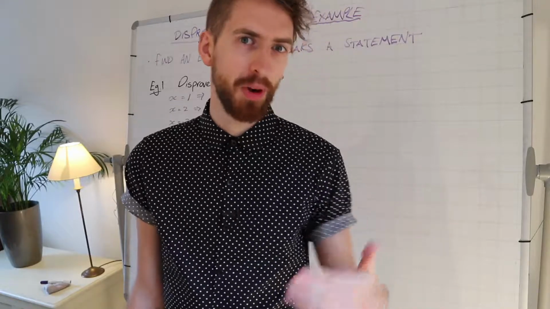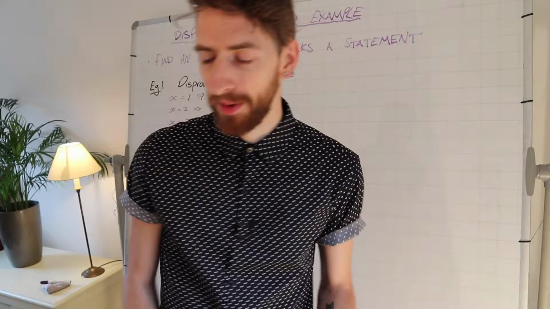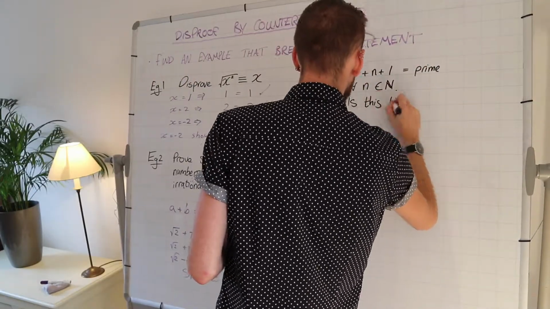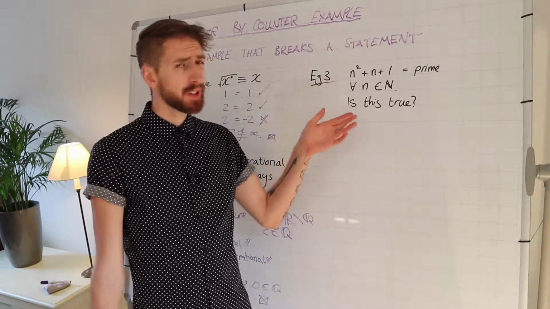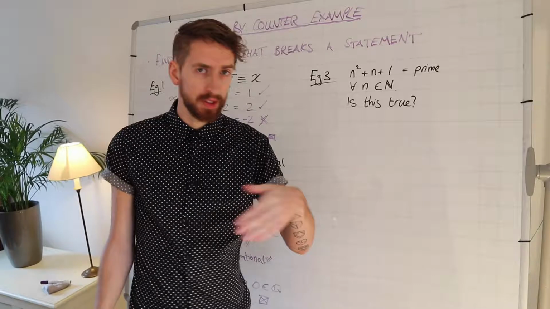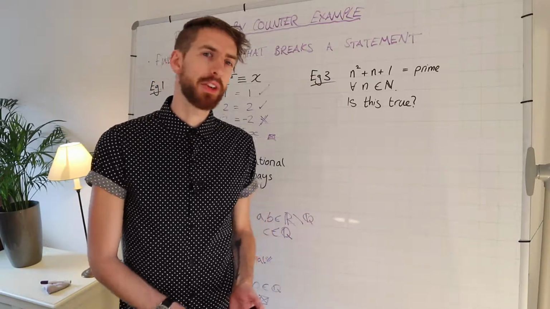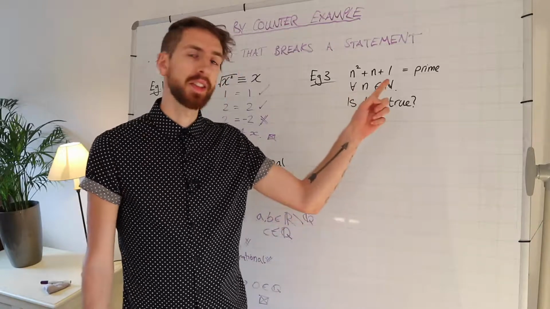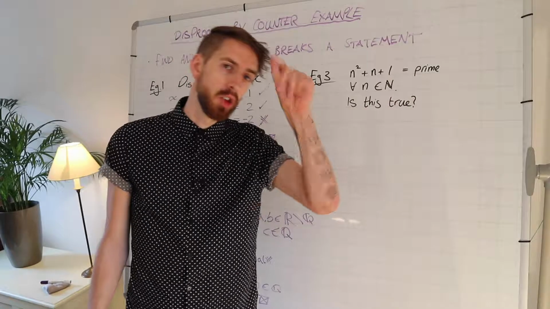So let's have a nice prime number, type 1. Let me just write it down. Our question this time is an algebraic expression. It's saying n squared plus n plus 1 is a prime for all n, which are natural numbers. Is this true? Counterexample, we have to look for a situation which breaks this statement. So we need to find an n where we stick it in there and it is not a prime.